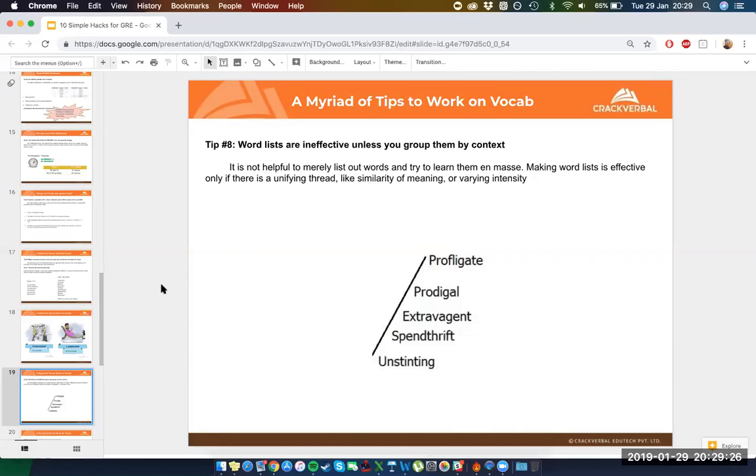So what you need to do is you need to make sure that if you're going to make a list, right? And I won't say never ever make a list, but if you're going to make a list, the list should achieve what a list really needs to do. The list has to be similar items in said list. Now, what do I mean by similar items in said list, right? It is not effective to just list out words and try to learn them en masse. What you need is that you need to have a unifying trend, right? Either the words should be very similar in meaning, or the intensity should be different, right?